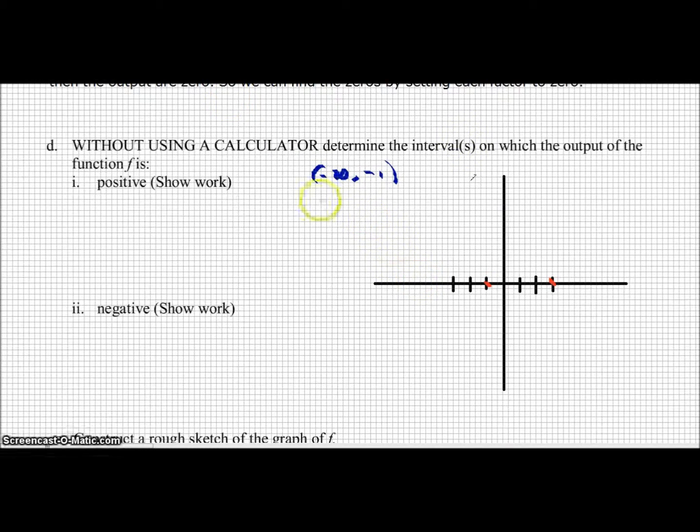I can just pick a test value, like let me test the point negative 2. And I can just plug that into the original function. F of negative 2 is, let's see, negative 2 plus 1 times negative 2 minus 3 squared, which is negative 1 times negative 5 squared, which is negative 25. So I know at negative 2, I'm way down here at negative 25. That means that my function is negative this whole interval.